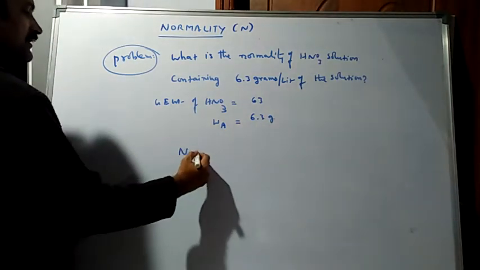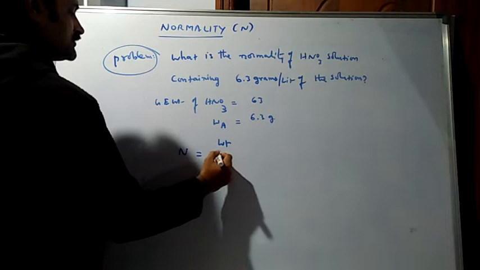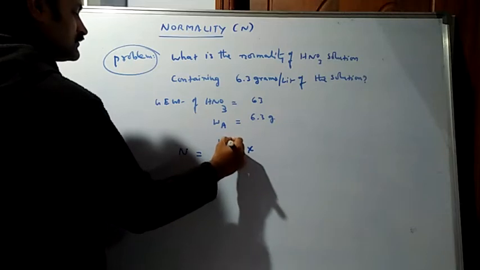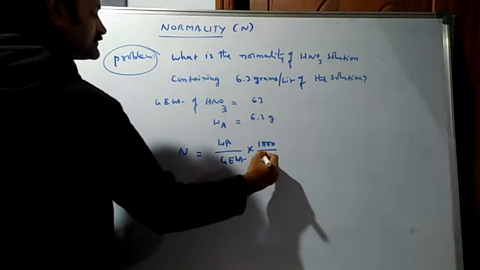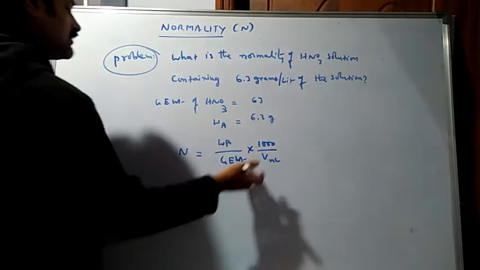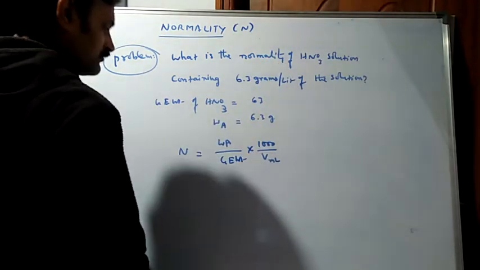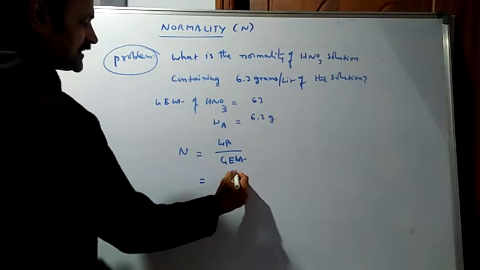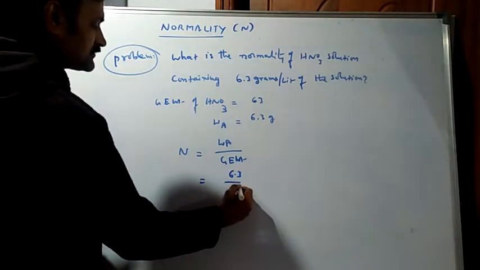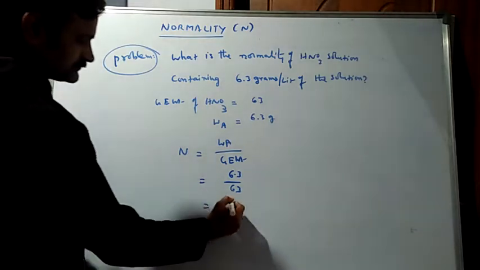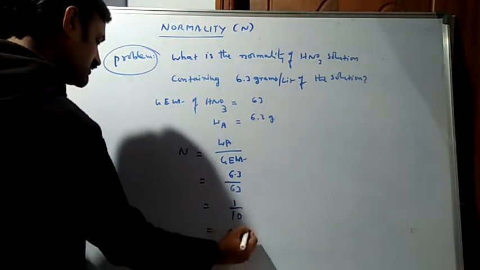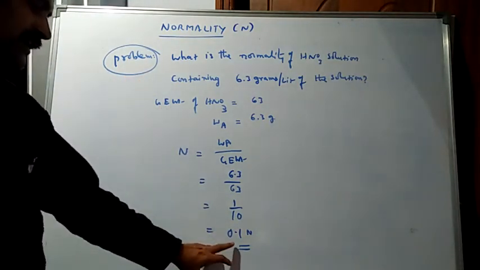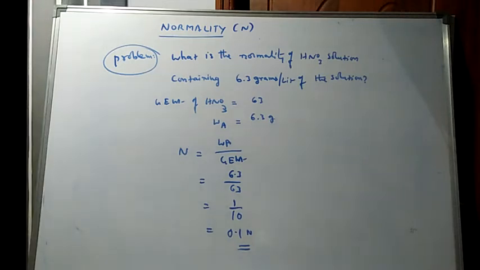So it is very clear, normality is equal to weight of the solute by gram equivalent weight into 1000 by V in ml. Here V is 1000 ml, so 1000 by 1000 is 1 only. So you can write 6.3 by 63. So 1 by 10 will come. 1 by 10 means it is 0.1. So in this simple calculation we got 0.1 as the normality of the given solution.